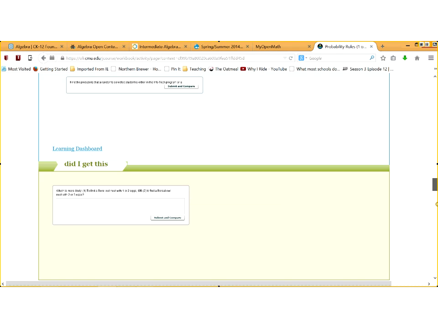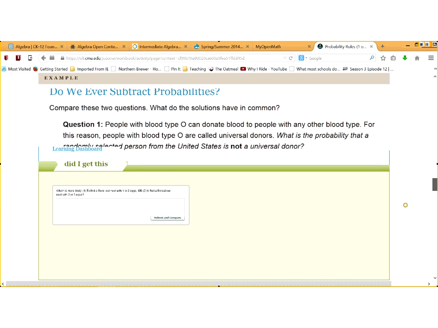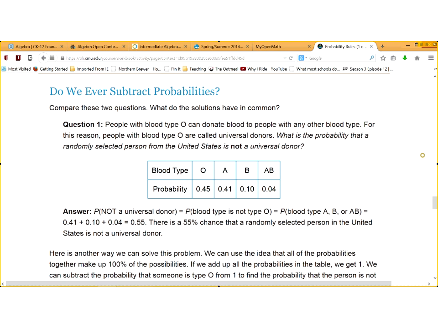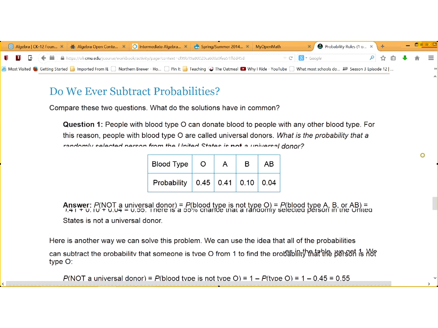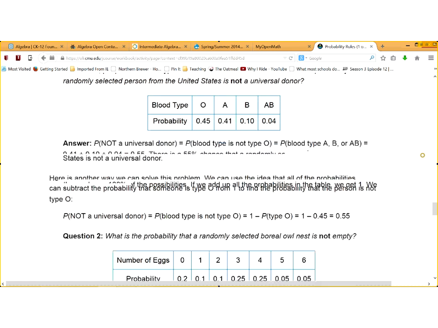All right, so the question says, do we ever subtract probabilities? Well, sometimes we do, and that's if we are finding the probability that something doesn't happen. Sometimes we subtract the probability from 1. So this is sometimes called the complement rule.